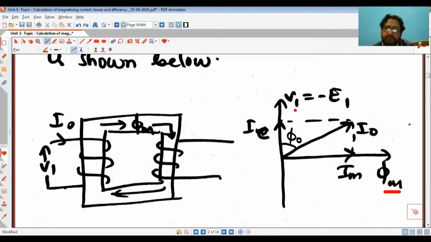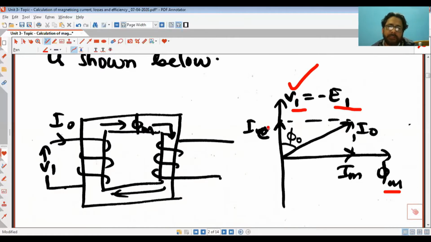And this V1 basically is the voltage applied to the primary, and it is equal to minus E1, where E1 is the value of the induced EMF in the primary winding. Since this induced EMF, because of Lenz's law, opposes its cause, that is why it is taken as opposite to the applied voltage. Now this V1 appears as it is across the core of the transformer.